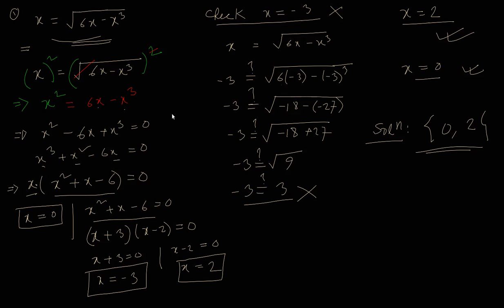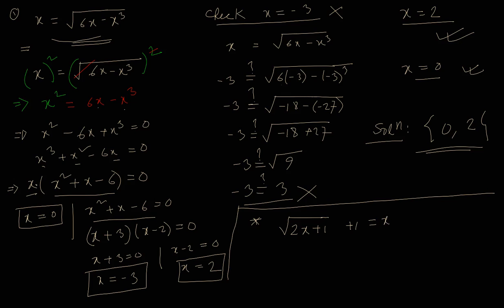Okay, so let us try to solve more problems involving radicals. Let's see. So let's say I have the square root of 2x plus 1, and outside the radical I have plus 1 equals x.